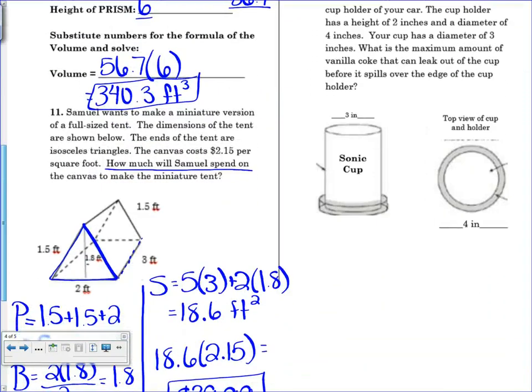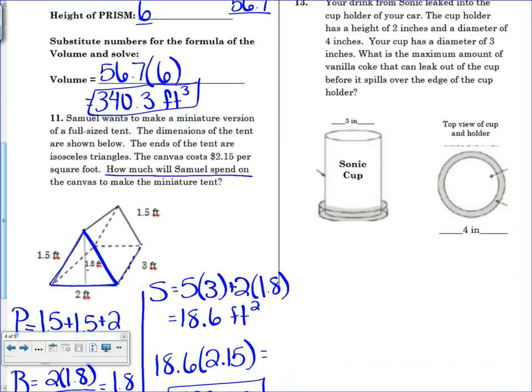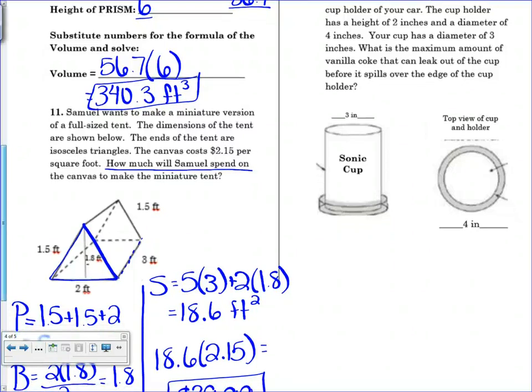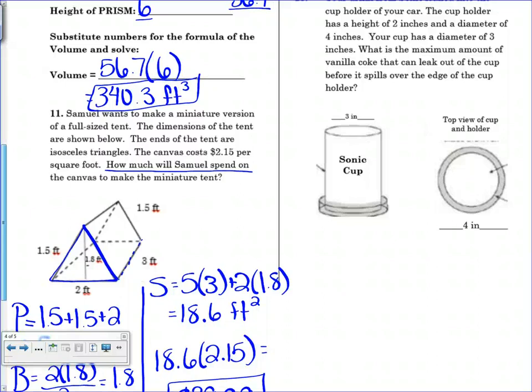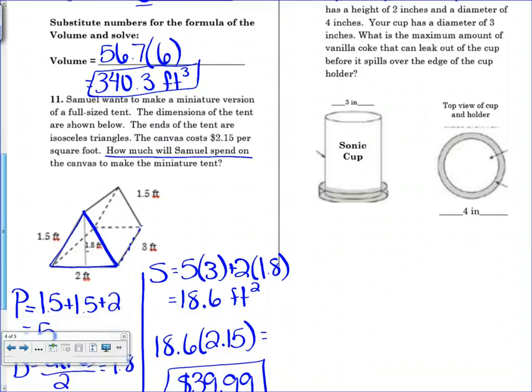Number 13. Your drink from Sonic leaked into the cup holder of your car. The cup holder has a height of 2 inches and a diameter of 4 inches. Your cup has a diameter of 3 inches. What is the maximum amount of vanilla Coke that could leak out of the cup before it spills over the edge of the cup holder? So we're looking for how much the cup holder can hold. So we're going to be finding volume.